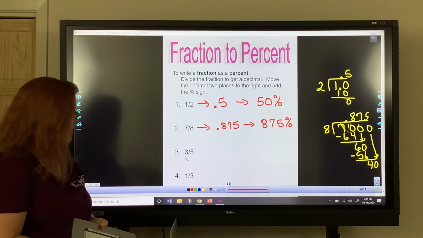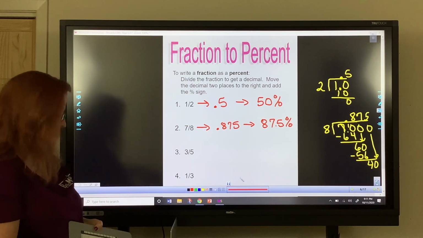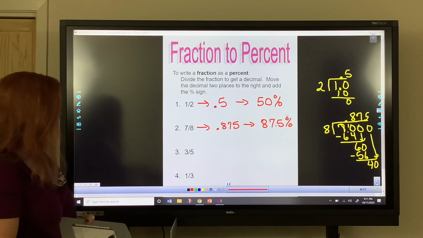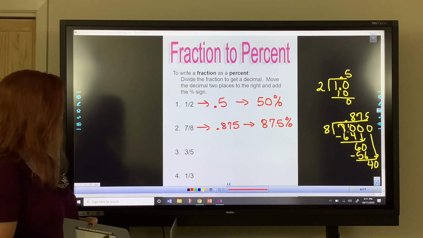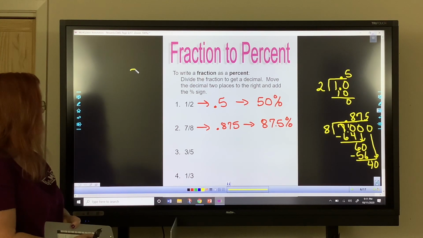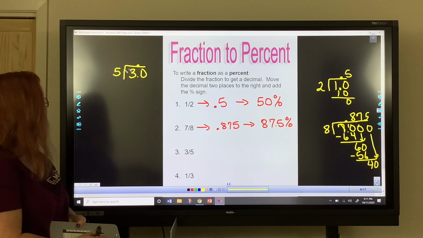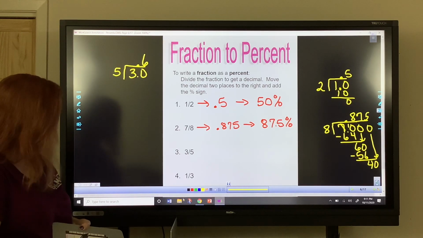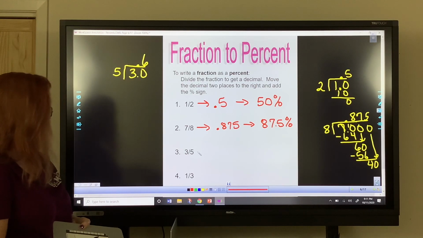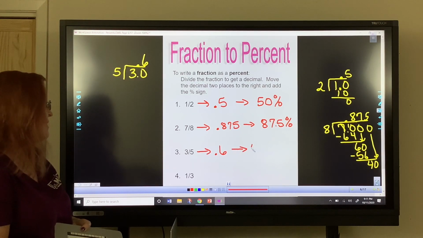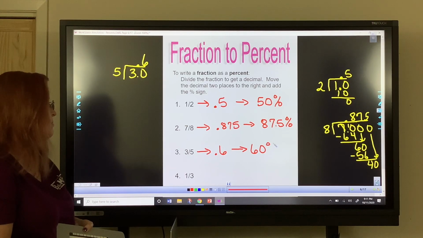All right, take a second, try 3/5 and 1/3, and let's see what happens. I'm going to use this side over here. Top number goes on the inside, bottom number goes on the outside. 5 into 30 is 0.6. So we end up with 0.6. Move our decimal 2 places, so we need a placeholder. So we end up with 60%.